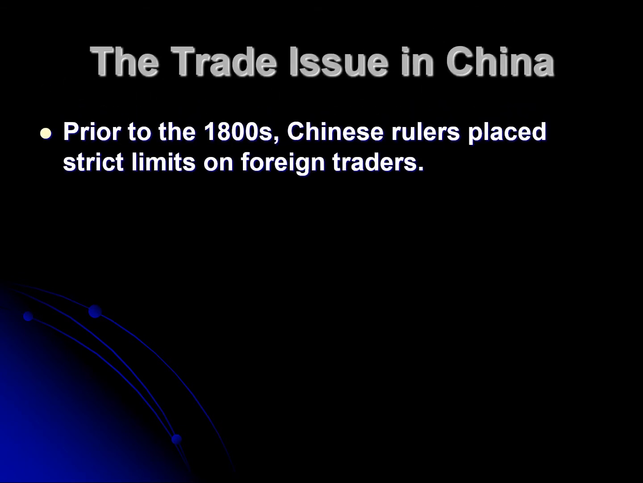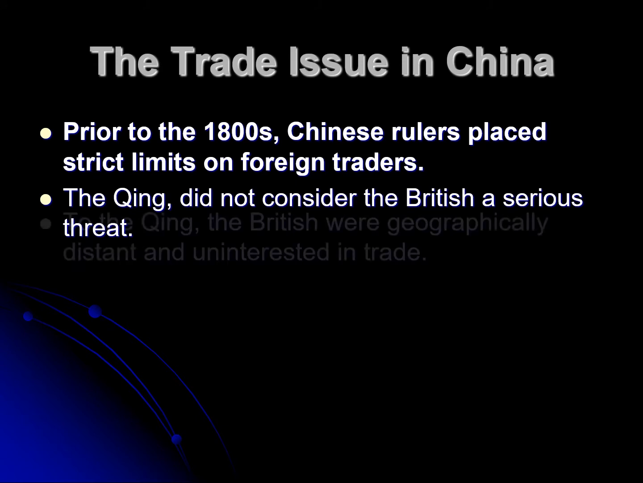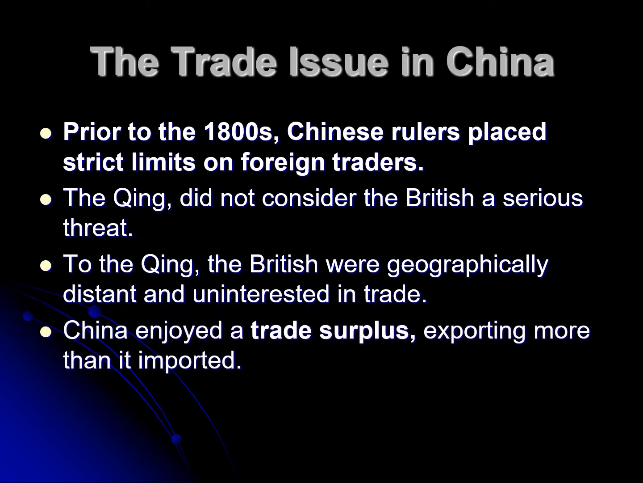Prior to the 1800s, they placed very strict limitations, as we talked about with Canton, only silver. They really had the upper hand. They didn't take the British seriously as a threat, or really any European as a threat. They thought because the British were so far away, so distant, that there was no chance. Oh, that's a European problem. That's the Americas' problem. None of that can touch us. They really felt inferior to the problem.